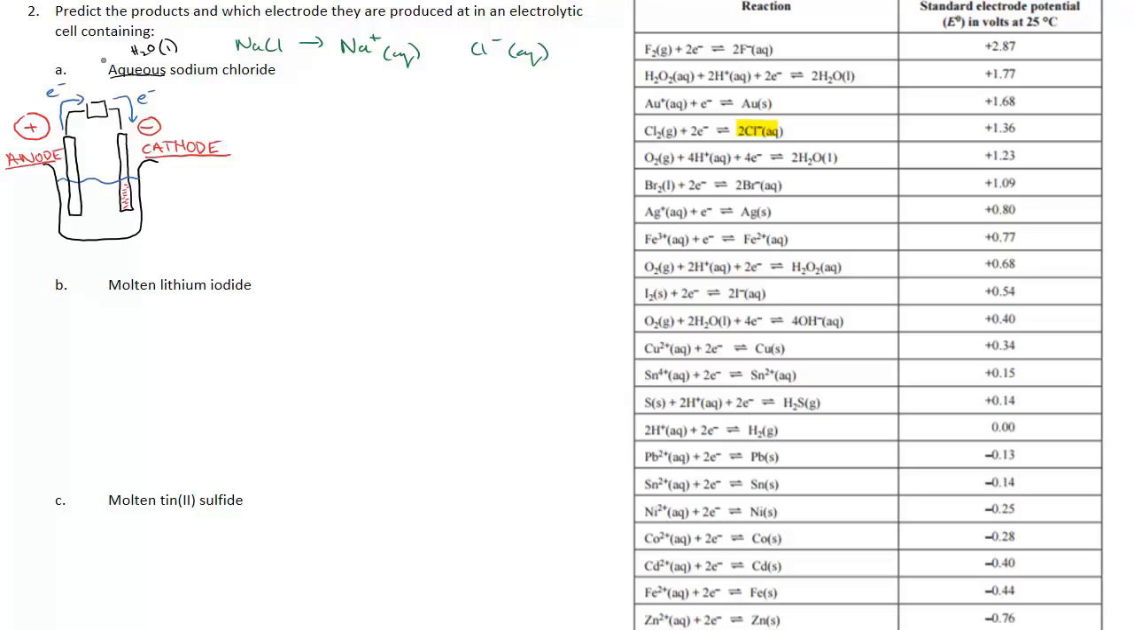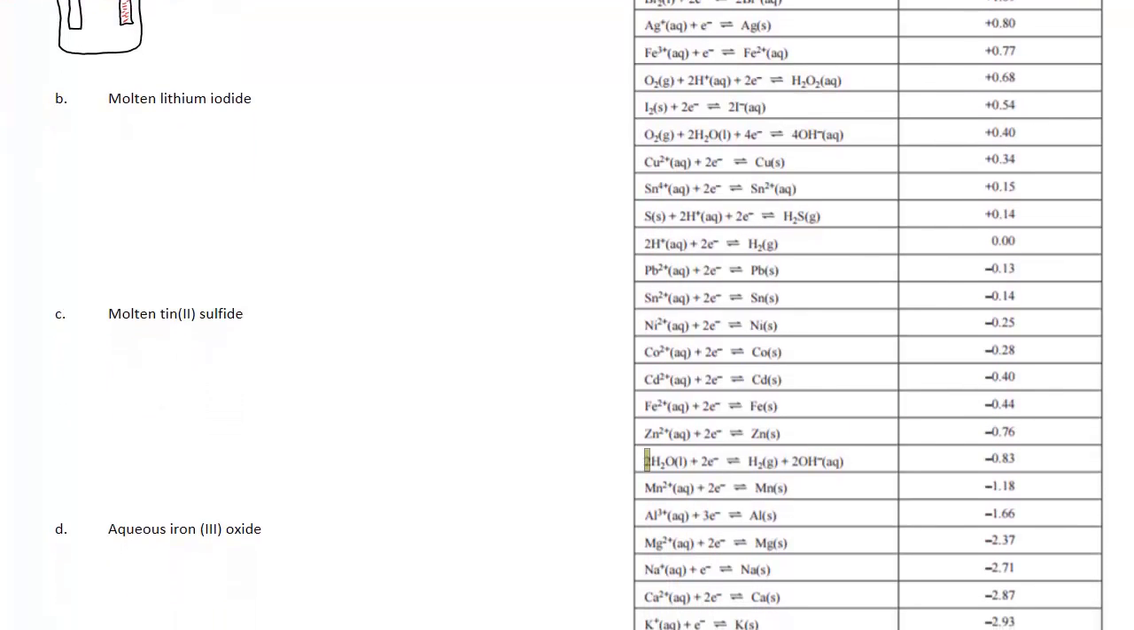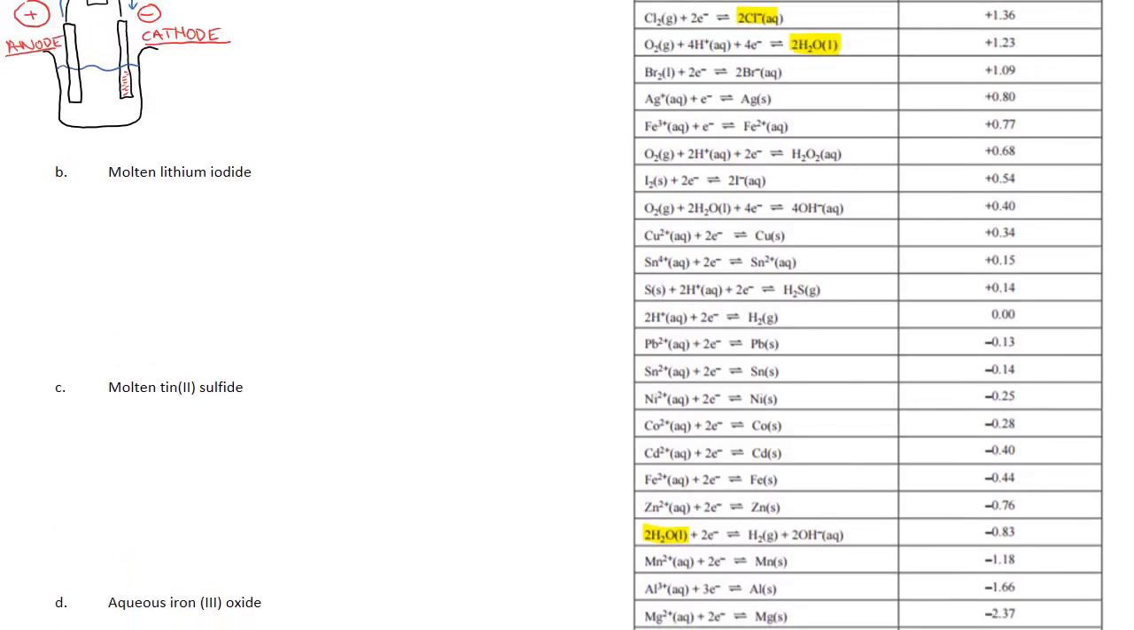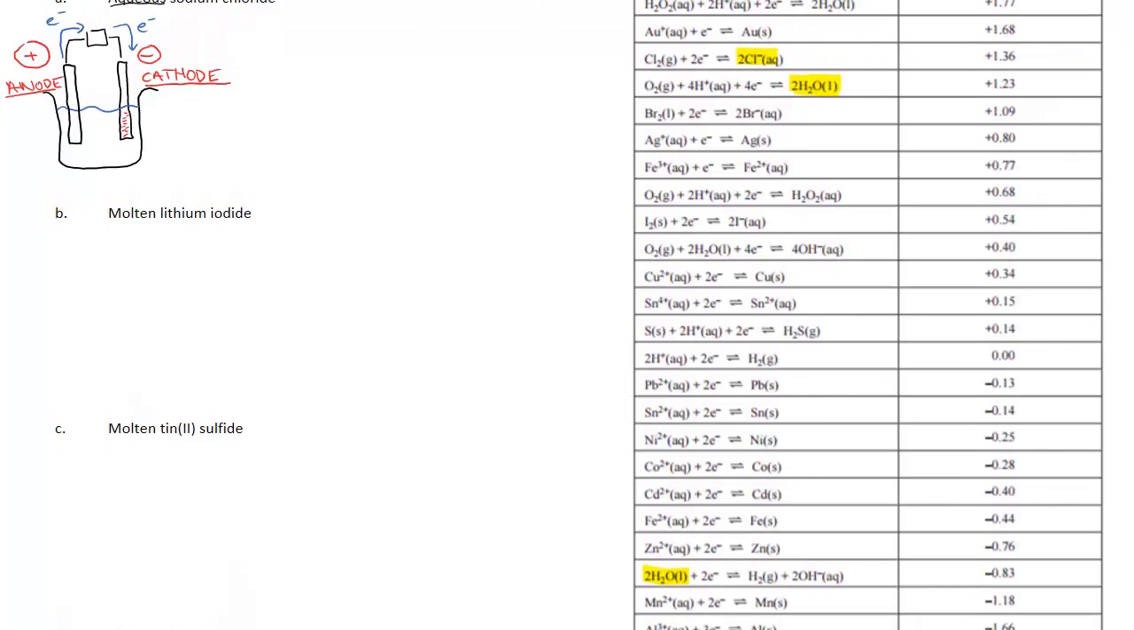Now we have to predict what happens at the cathode and what happens at the anode. So I'm just going to determine where each of these equations are. Because it's a solution, we need to consider water. We also will need to consider this water down here and the sodium right here. So we've sort of got all the reactions written down.